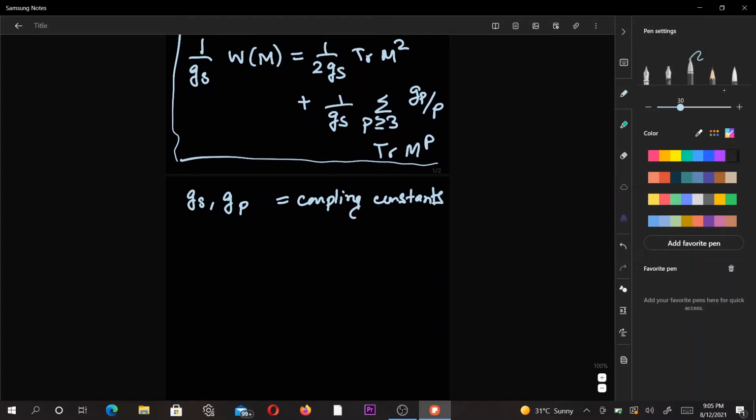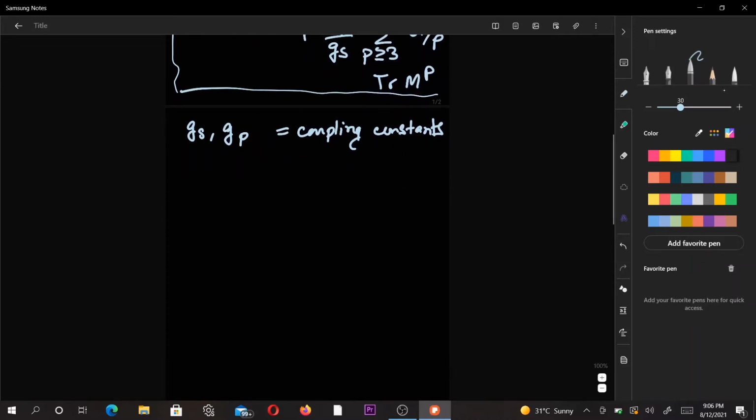And if you remember, in your exams or while solving problems, we considered trace of M cubed, trace of M to the 4, trace of M to the 5. This is a more general form. This generalizes to the trace over any power of M.